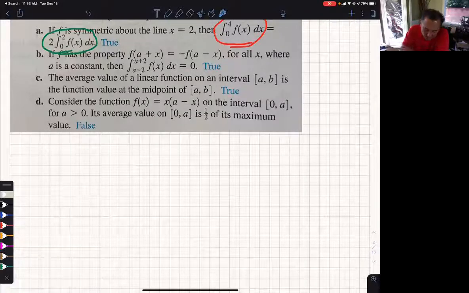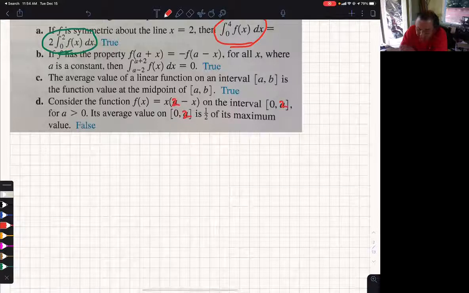So I'm going to try one particular point. For this to be true, it has to be true for all a. I'm going to pick a equal to 2. So I'm going to show that the average value from 0 to 2 is not 1/2 of the maximum value. So now let me show you what's happening. All the a's are 2. That'll be a 2, that'll be a 2, and that'll be a 2. So I'm going to replace all these a's with 2's. And now do the problem.